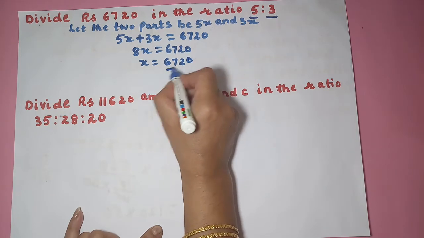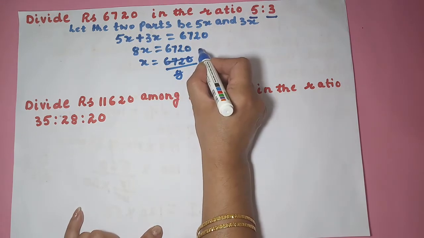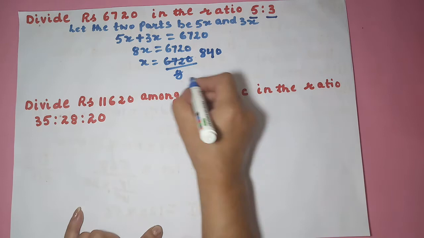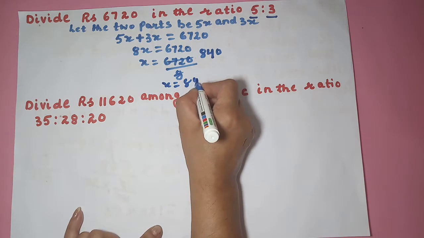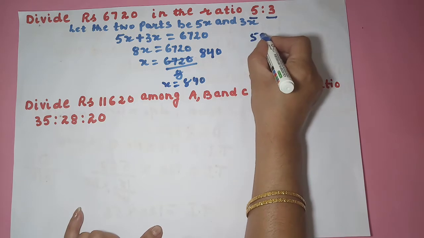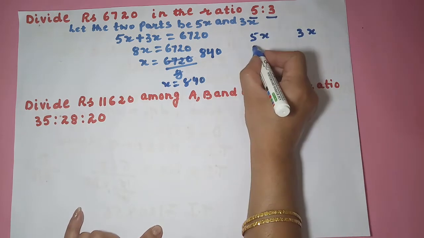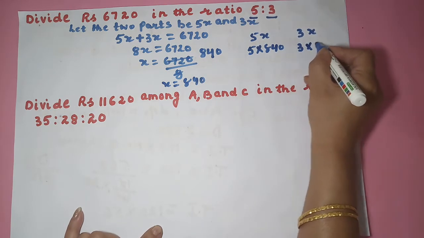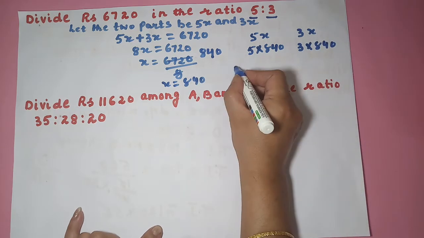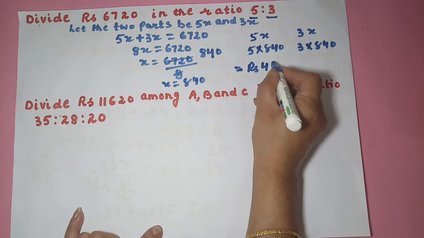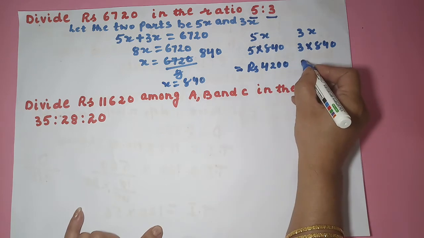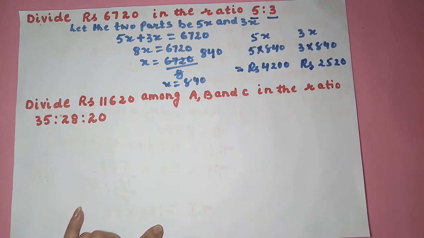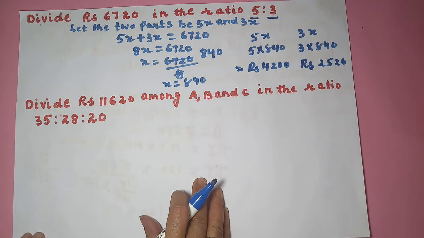So, how much is my x? 6720 divided by 8. So, 8 8s are 64. 8 4s are 32 and then this 0. So, you got now x as 840. Now, what will be your two parts? One will be 5x and another will be 3x. So, 5 into 840 and another is 3 into 840. So, this is equal to rupees 4200 and this is equal to rupees 2520. Right?